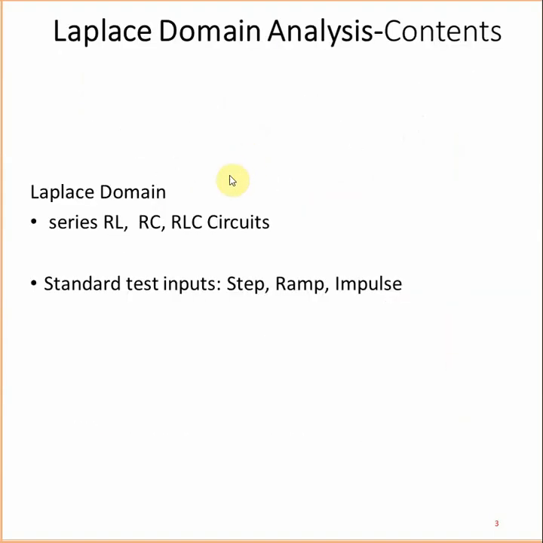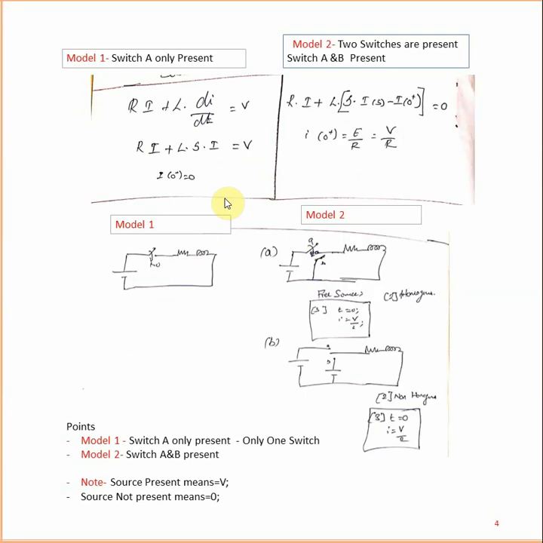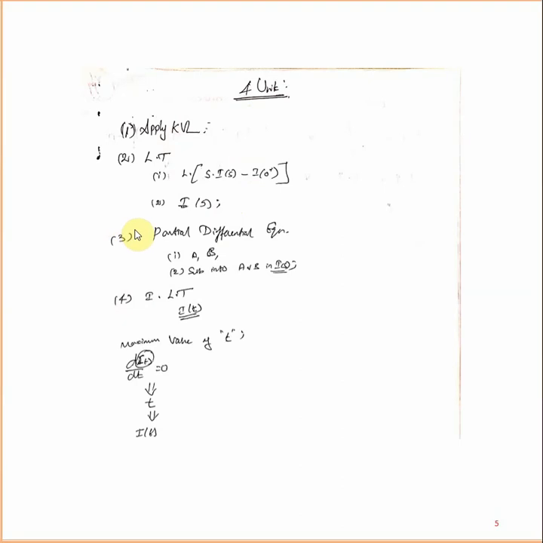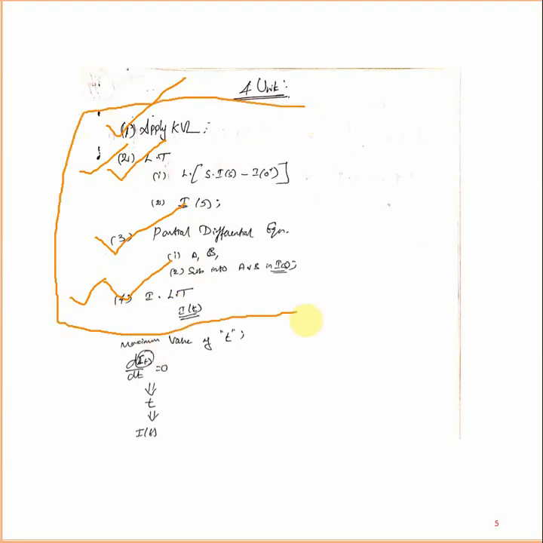Previously, in the transient response, you saw the non-homogeneous and homogeneous equations. Here there is none, so don't worry about homogeneous equations, non-homogeneous equations, or comparison. Here, if a source is present, write the source. If the source is not present, write 0 in the KVL equation. So the steps are: apply KVL, Laplace transform, partial fractions, and inverse Laplace transform. That's all, only 4 steps.